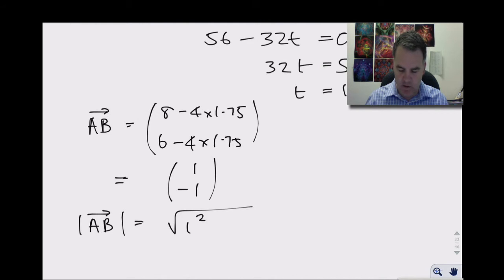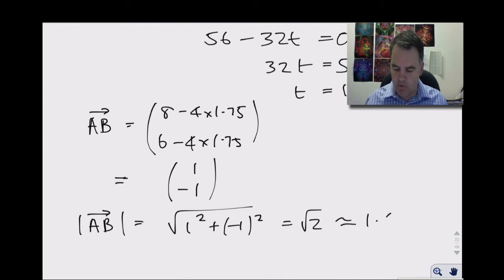Square root of 1 squared plus -1 squared. So it's the square root of 2, or approximately 1.41 kilometers. Okay, 1,410 meters. So there we go. It happens at 1.75 hours, and the shortest distance is 1.41 kilometers. Okay, that's the first method. Here's another way of doing this.